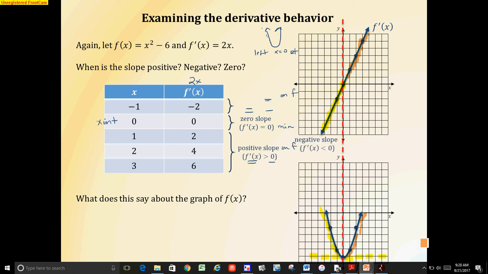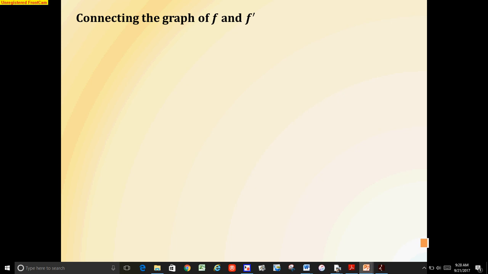Where f prime is negative, f has tangent lines that decrease. Where f prime is positive, f has tangent lines that are positive. Where f prime is 0, f will have a horizontal tangent. So this is how AP is going to test you on this. Connecting the graph of f to f prime without an equation.